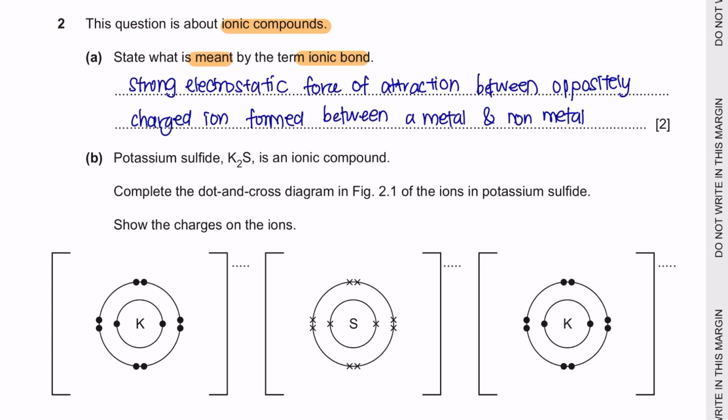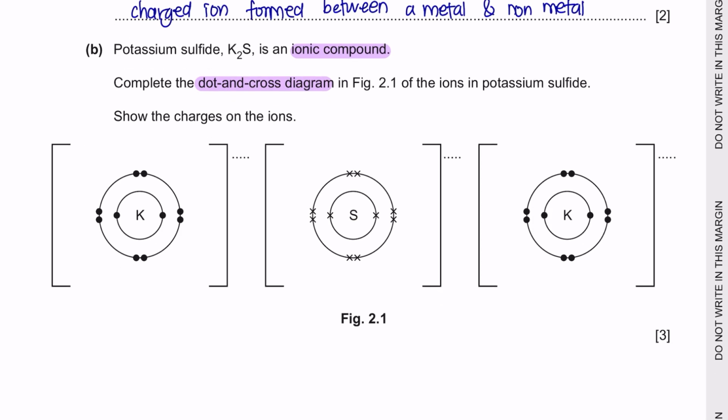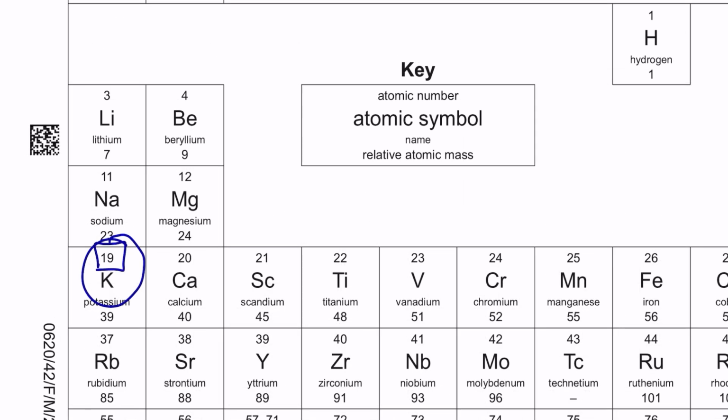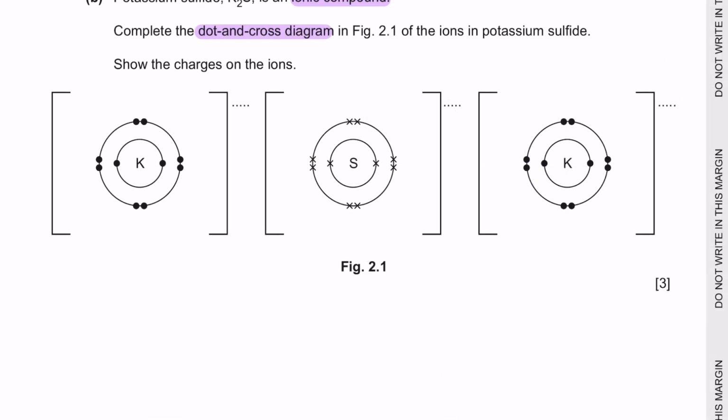Next, question B. Potassium sulfide is an ionic compound. Complete the dot and cross diagram in figure 2.1 of the ions in the potassium sulfide and show the charges on the ions. When you are asked to draw a dot and cross diagram, make sure to look for your proton number. For potassium it is 19 and for sulfur it's 16. For atoms, the number of protons is equal to the number of electrons. So the electron configuration for potassium is 2,8,8,1 and for sulfur is 2,8,6.